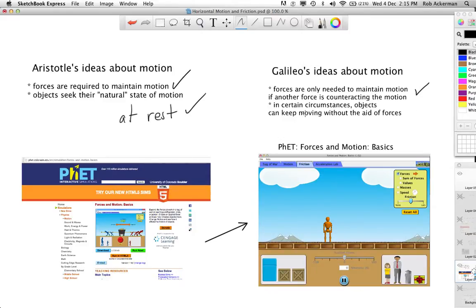Yes. Will objects keep moving without the aid of any forces? Yes. So it looks like they're both winning. However, we got to go back to Aristotle and see that now forces are required to maintain motion is actually wrong. It only looks that way if there is friction acting. Do objects seek their natural state of motion, which is at rest? No. So actually it's Galileo who is correct, and sorry Aristotle, you had some ideas right, but only because you were kind of tricked by friction.